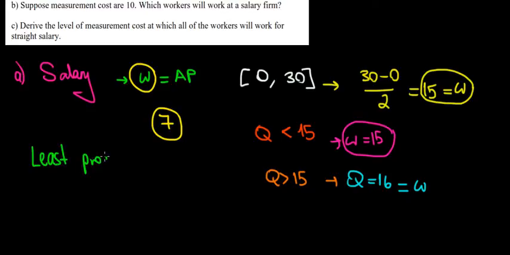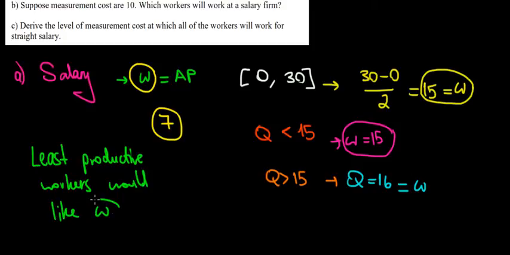Least productive workers would like fixed salary, W, which is the fixed salary.